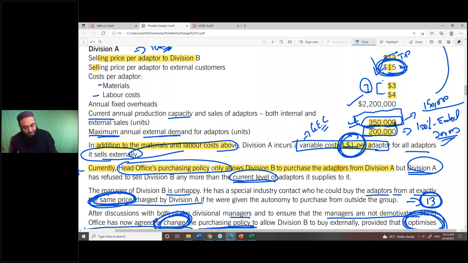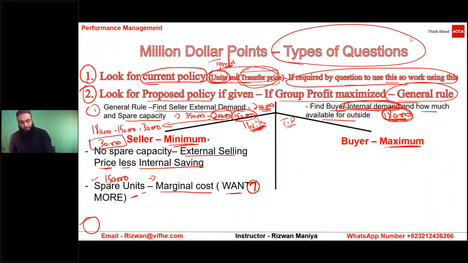So external selling price less internal saving. Are you understanding my point? Be patient and listen. Let me complete it. This means that 15 minus 1 is 14. So the seller will not sell to you below 14 for the units that the seller is transferring from the external market. This is how we find out the minimum in every examination scenario. Just find out the spare units. For spare, the minimum is the marginal cost of the seller. For non-spare units, the minimum is the external selling price minus the internal saving. Every question, this is applicable.